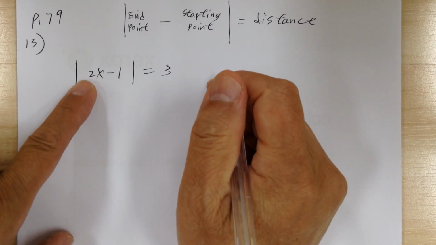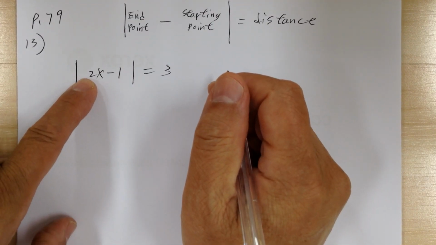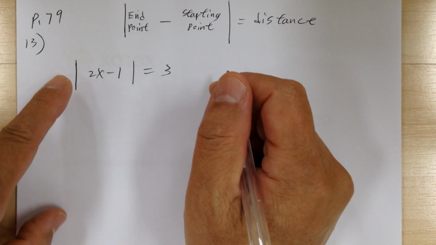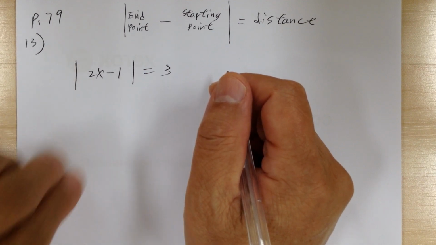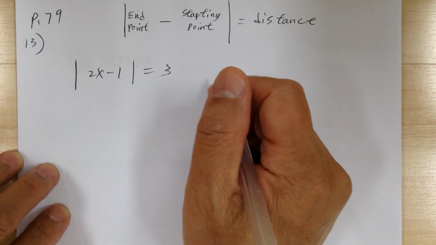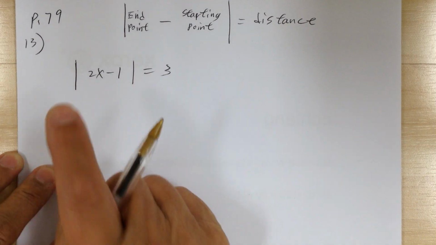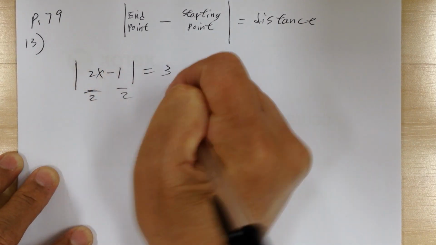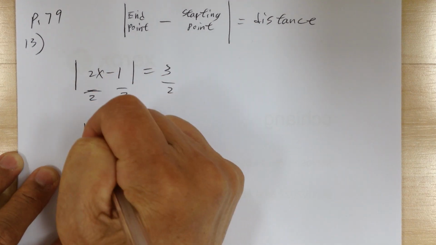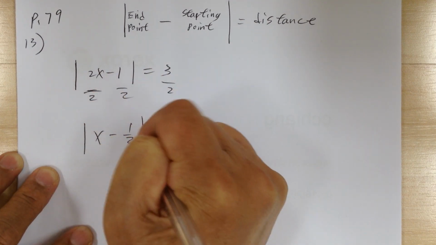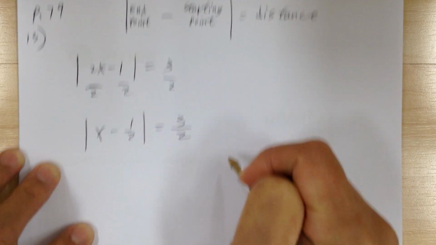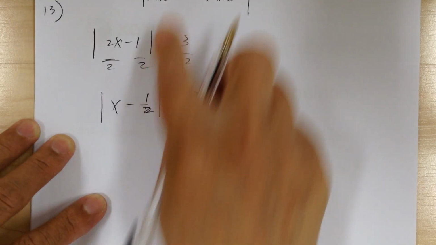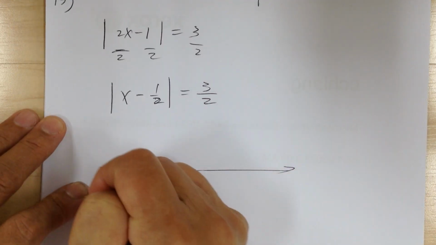So first we need to get rid of the 2, so divide everything by 2. Now if it's positive, you're fine. But if it's negative, you have to factor out the negative first into the absolute value. We're going to cover that in number 24. But right now, just divide everything by 2. So your absolute value of x minus 1/2 equals 3 over 2. Okay? So now you're ready to use that definition.